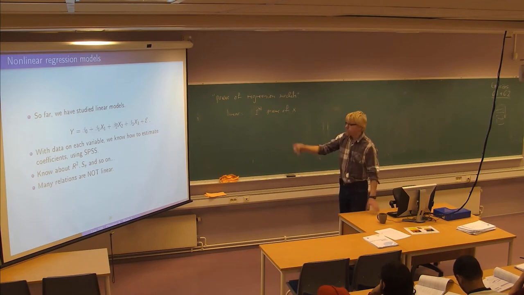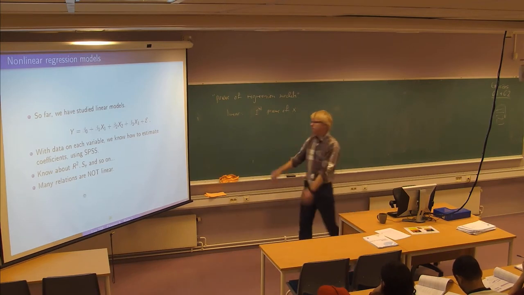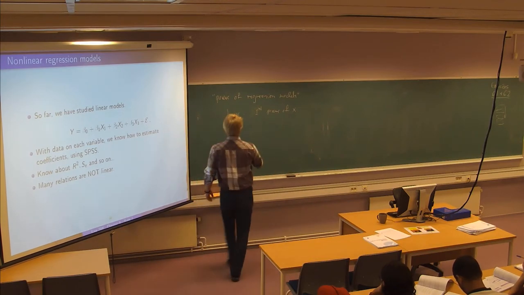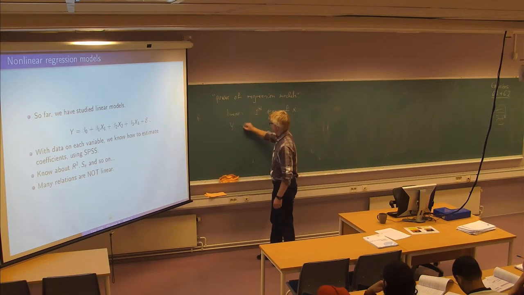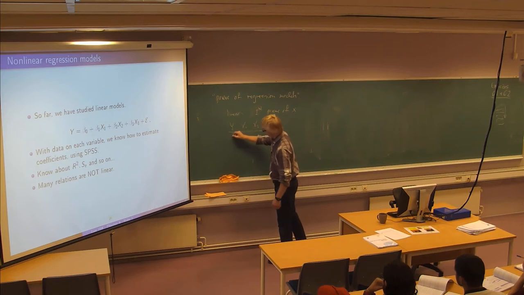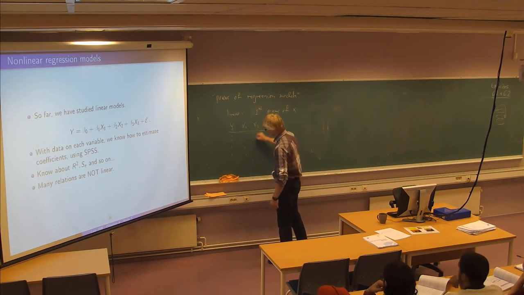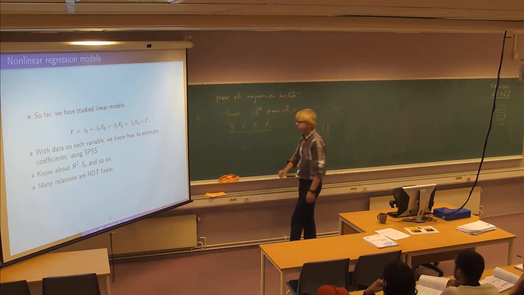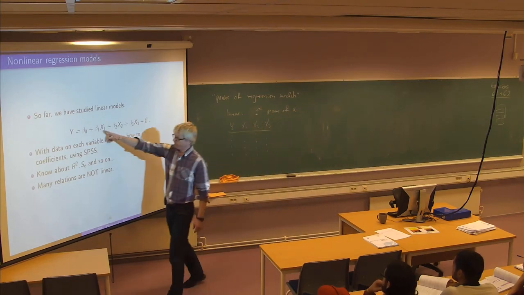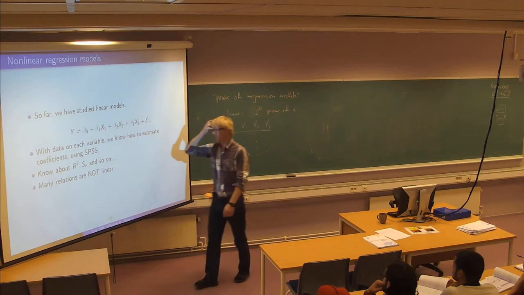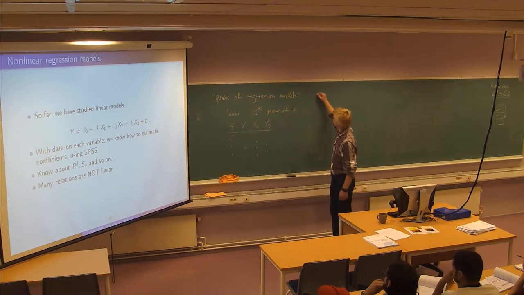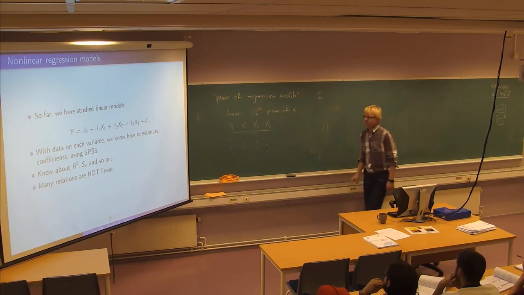We saw last week how we use this method of least squares to take data. So you have y, x1, x2, x3, and so on, and you have data on these variables. And then we can estimate the coefficients here, the betas. And we saw about R square and this SE estimate for sigma and so on.